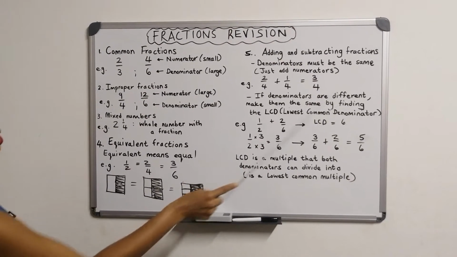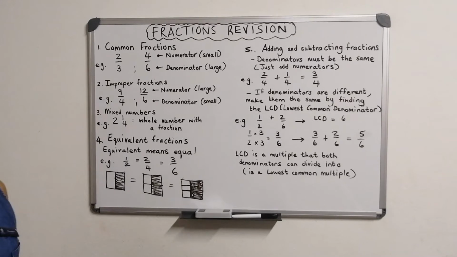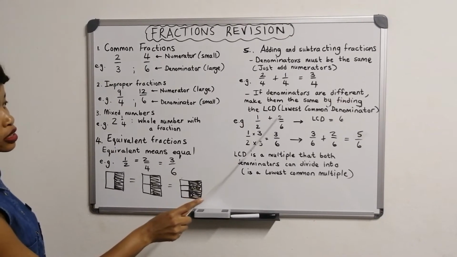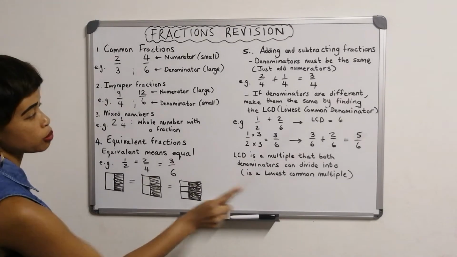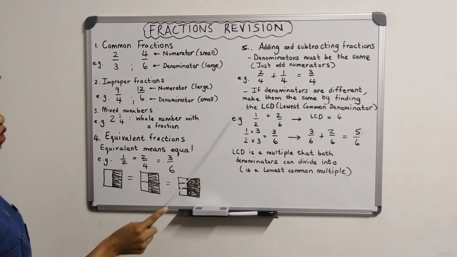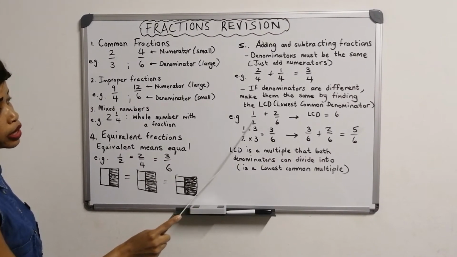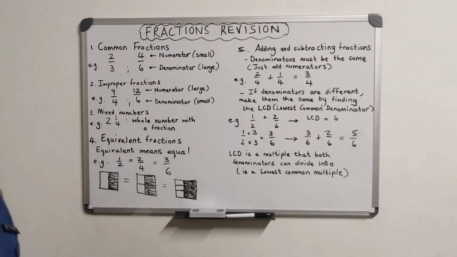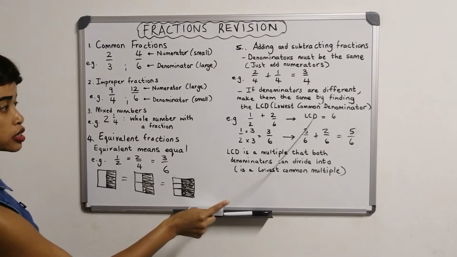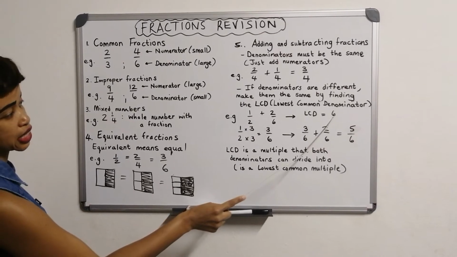If the denominators are different, you need to make them the same by finding the LCD, the lowest common denominator. So in the example, I have 1 over 2 plus 2 over 6. Can you see the denominators are different? So we need to make them the same. The LCD of 2 and 6 is 6.